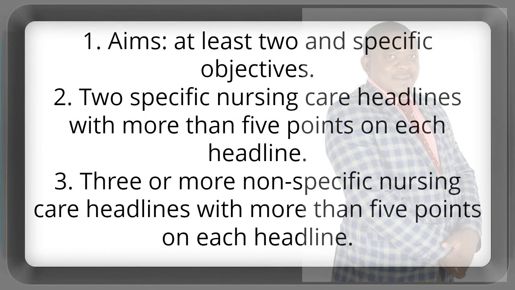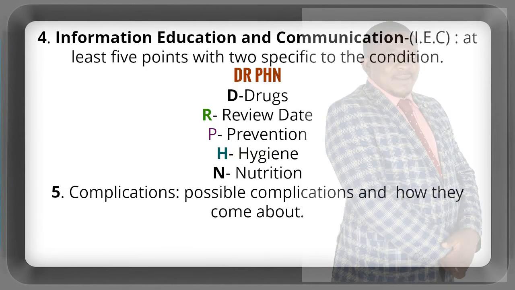Then 3 or more non-specific care headlines with more than 5 points on each that you can write. Okay, so you are not going to write the whole mnemonic there, but you can look for the other 3 that you feel within this condition can fit. Okay, then on advice, that is the information, education, and communication, mostly the questions will ask you for at least 5 points. And here you can mention 2 that are specific or 3 that are specific.